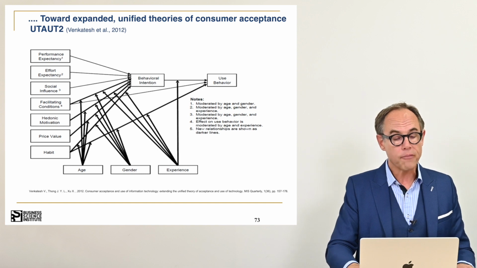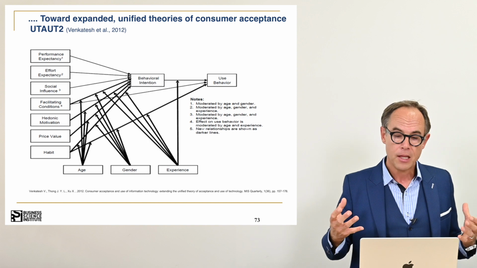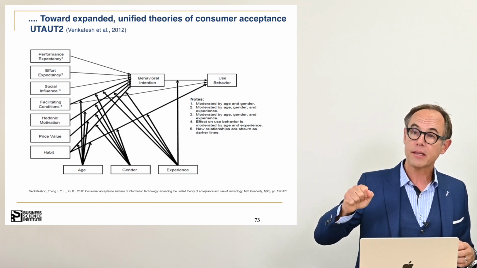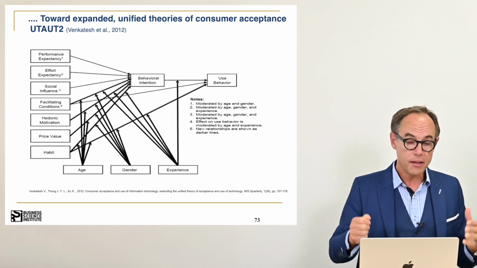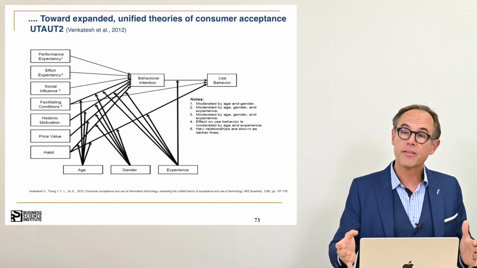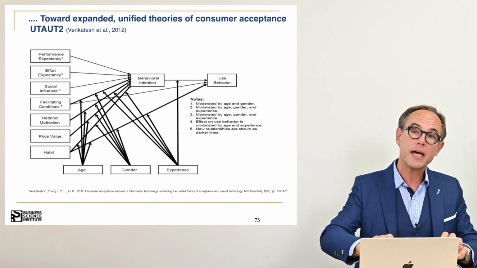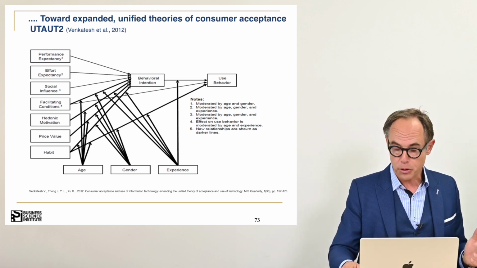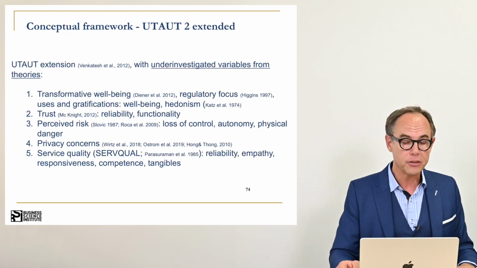So the advantage of this UTAUT 1 and 2 is it's like a Lego system. You can then add bricks or theories or variables as you wish. That's the advantage. You have a basic theory which you have to find in your research, and then you have to contextualize it, adapt it to your research context. And this is what we did actually for all this research about disruptive technologies.